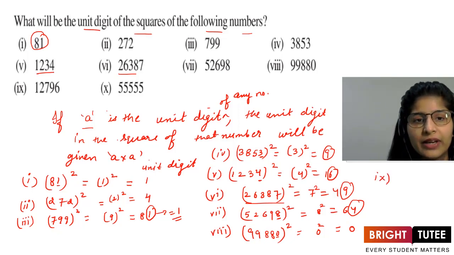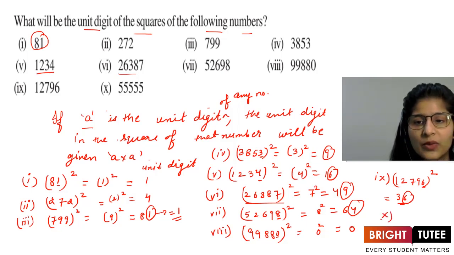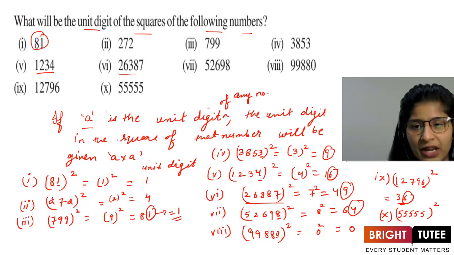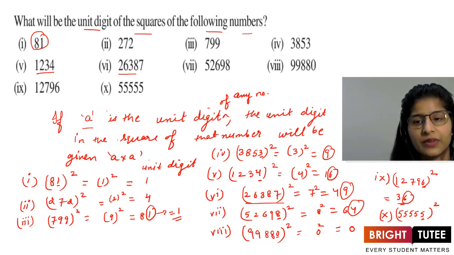Ninth part, we have 12,796. Going to do the square of it. What is the last digit here? 6. Square of 6 gives us 36. So the unit digit in the square of 12,796 is 6. Last part, which is the 10th part, is given as 55,555. If we do the square of it, we know if a number ends with digit 5, the square of it will also end with digit 5. Square of 5 gives us 25. So the unit digit will be 5 in this case, right? So I hope this question is clear to you.